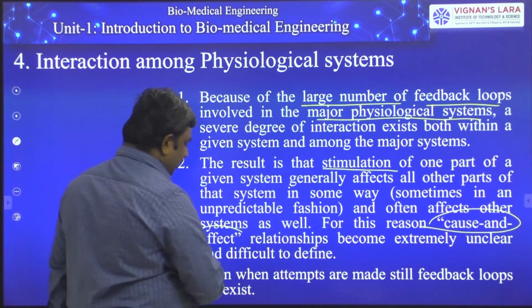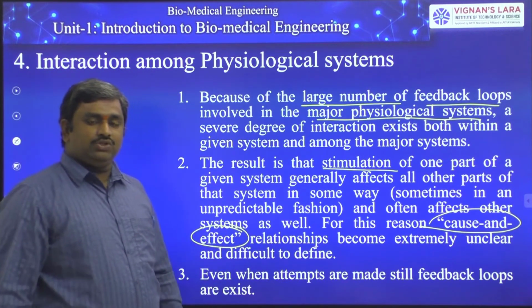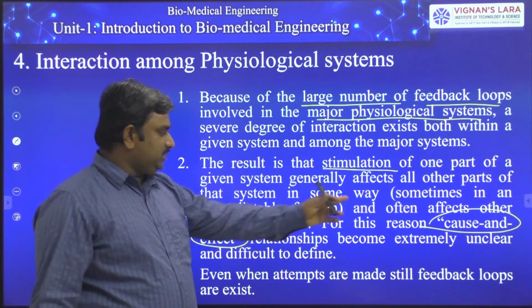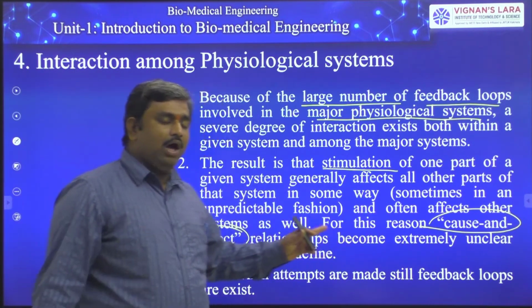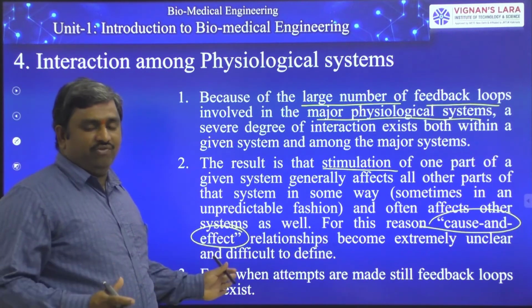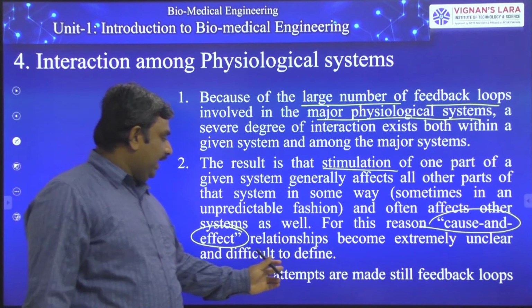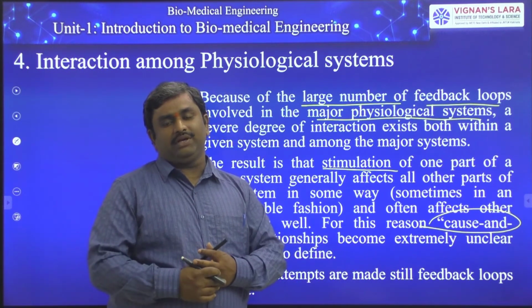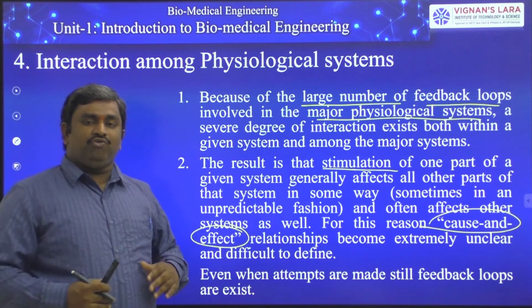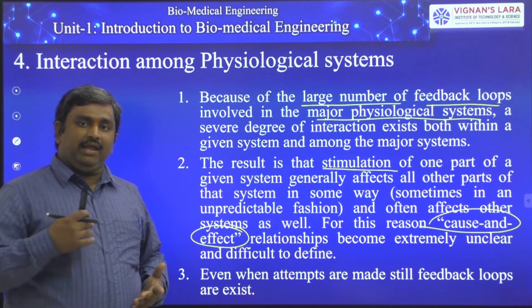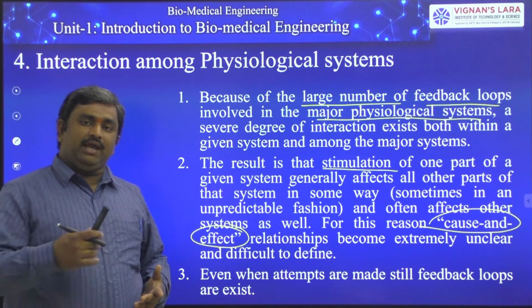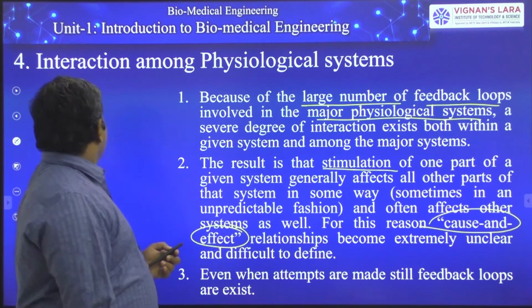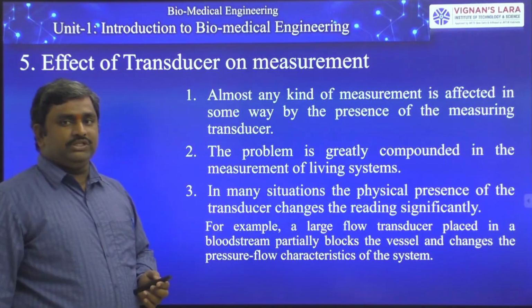See here, cause and effect. Stimulation is the cause, and the effect is there in the total body. So the cause and effect relationship is clear. Our difficulties are that even when attempts are made, feedback loops still exist. A lot of feedback loops transfer this information, so after a lot of attempts, the same problems come again. The feedback loops are working perfectly. So this is about the fourth problem, interaction among physiological systems.